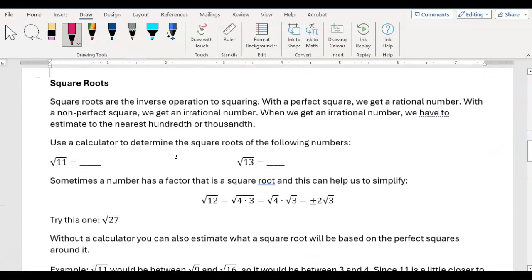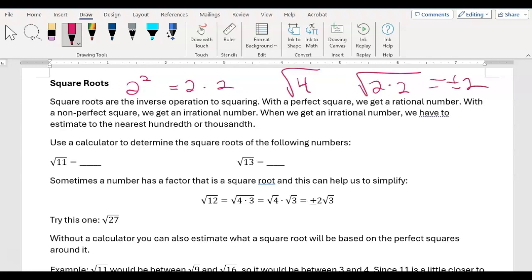All right, so a couple reminders and review about square roots. Square roots are the inverse operation to squaring, right? So when I take a number, 2 squared, I'm multiplying 2 times itself, right? When I take the square root of 4, I'm taking the square root of 2 times 2, and so I'm undoing that square and I get 2, or plus or minus 2.